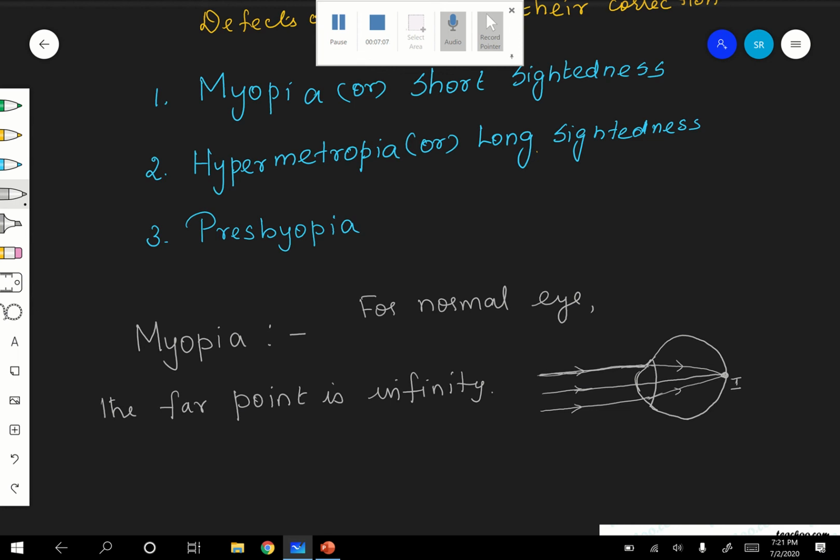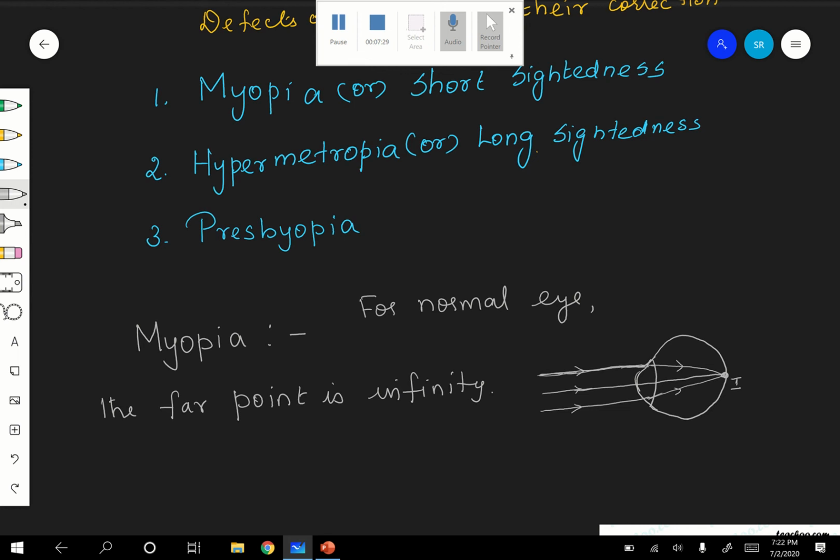Okay, therefore what is a far point? The far point of a normal eye is infinity, right? You will have a very clear vision only when the image is formed on the retina. Why? Only then will the signals go to the brain.